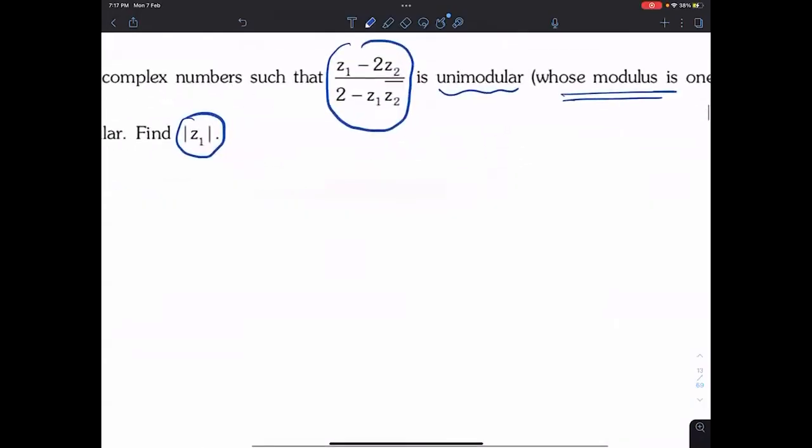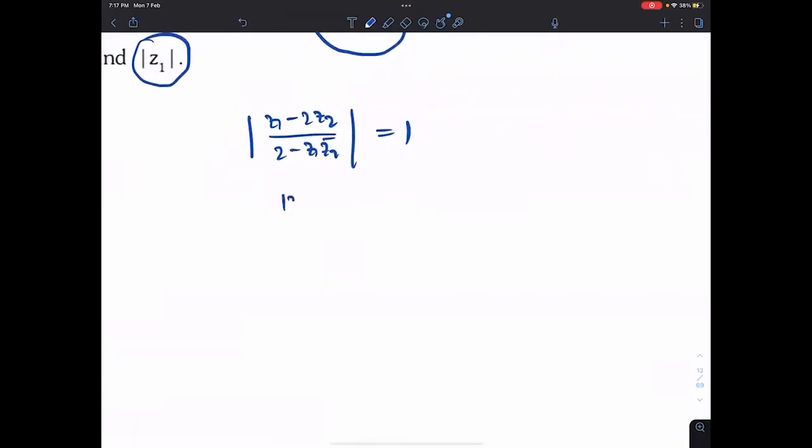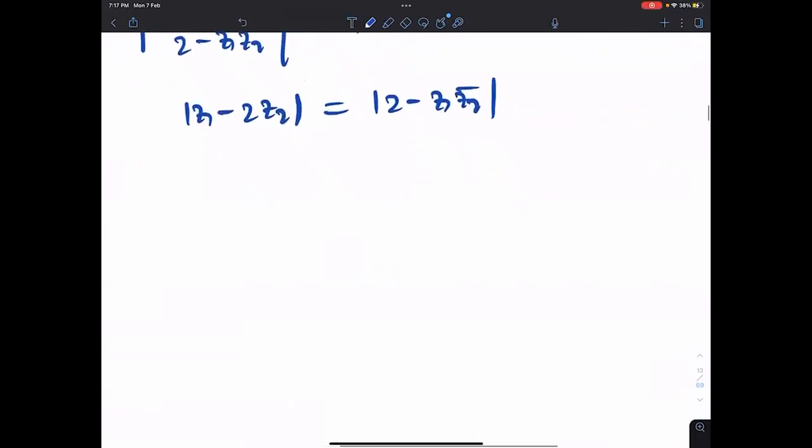Okay. So let's just apply the condition. They told this is unimodular. So modulus of (Z1 minus 2Z2) by (2 minus Z1 Z2 bar) is equal to 1. Just cross multiply properly. Mod of Z1 minus 2Z2 is equal to mod of 2 minus Z1 Z2 bar. Now square on both sides.